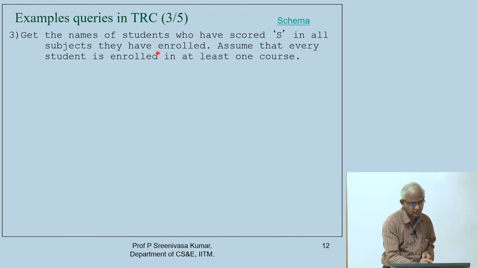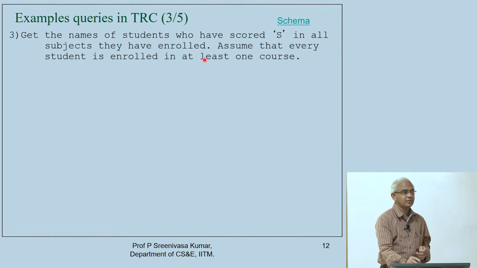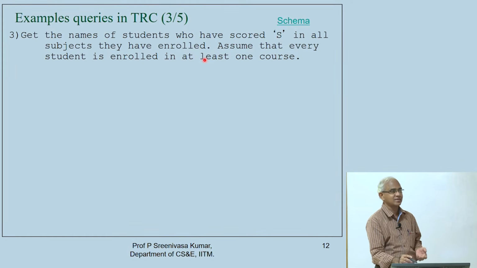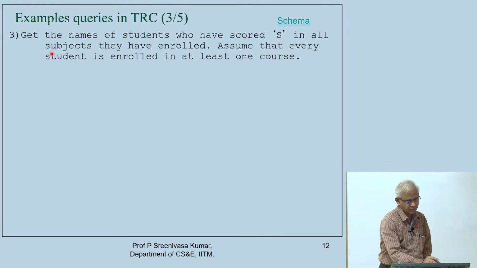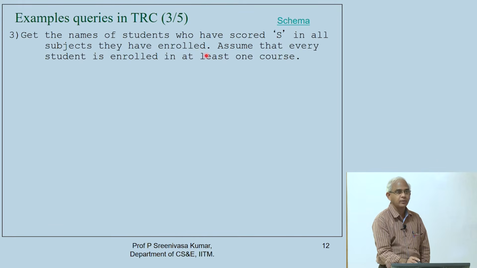So, if the particular student under consideration does not do any course at all, whatever courses he has done, he has got S grade, so he has not done any course, right. So we should avoid such kind of students being listed in our output. So we put this restriction saying that assume that every student is enrolled in at least one course. Now let us focus on the main requirement here, the names of students who have scored S in all subjects that they have enrolled.